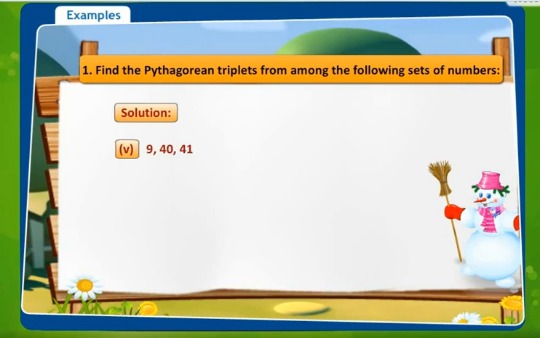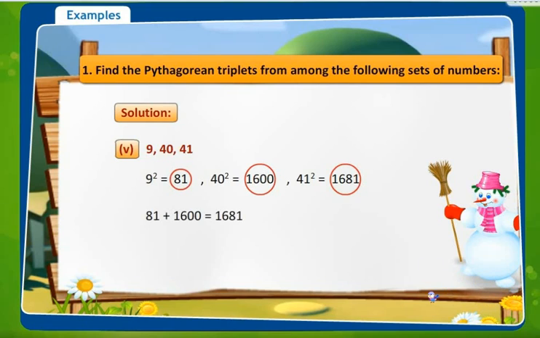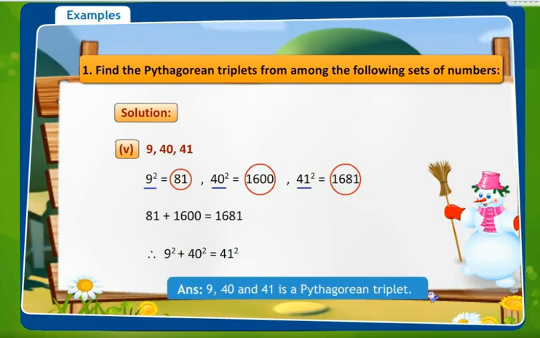9, 40, 41. 9 square is 81. 40 square is 1600. 41 square is 1681. Now 1600 plus 81 is 1681. That means 9 square plus 40 square is equal to 41 square. So here the Pythagorean triplet is being formed as it obeys the Pythagoras theorem, and the right angle triangle can be formed since they are a Pythagorean triplet. So 9, 40 and 41 is a Pythagorean triplet. That means they obey the Pythagoras theorem.